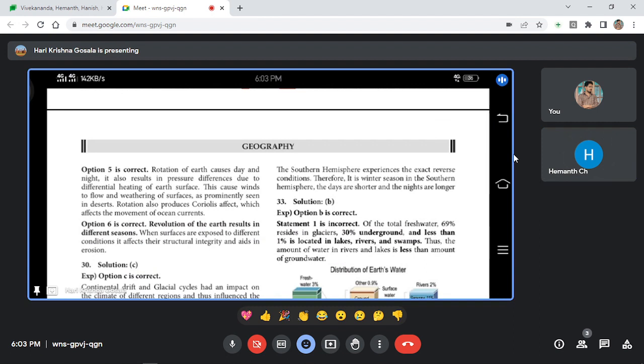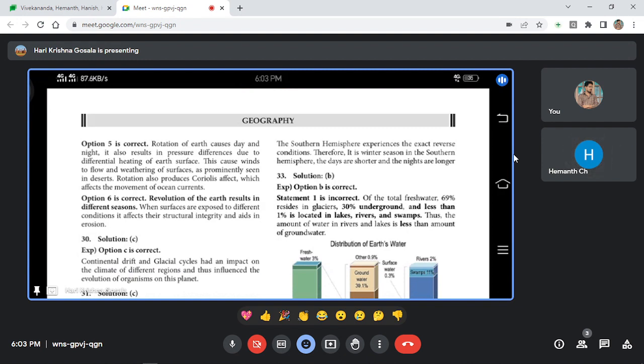The rotation of Earth causes day and night. It also results in pressure difference due to differential heating of Earth's surface. This causes winds to flow and weathering of the surface, as prominently seen in deserts. Rotation also produces the Coriolis effect, which affects the movement of ocean currents. Next, revolution of the Earth results in different seasons. When surfaces are exposed to different conditions, it affects their structural integrity and aids in erosion.